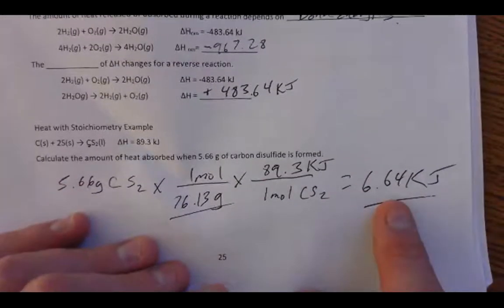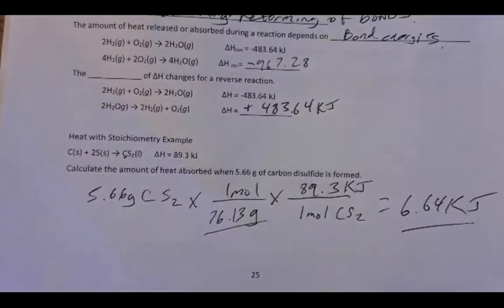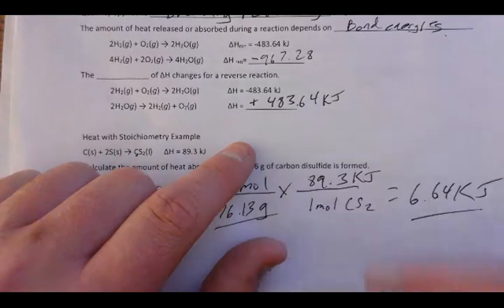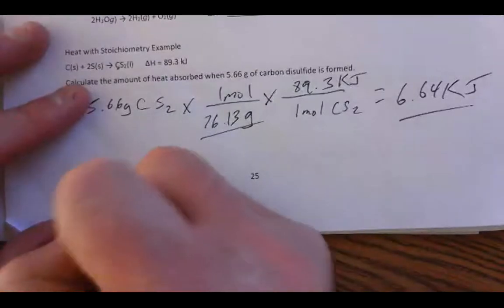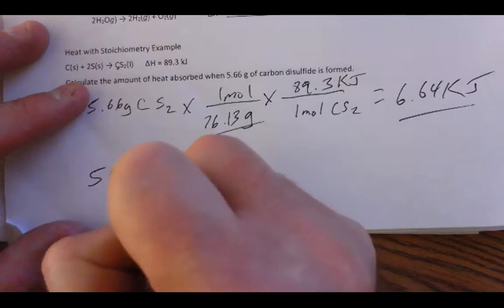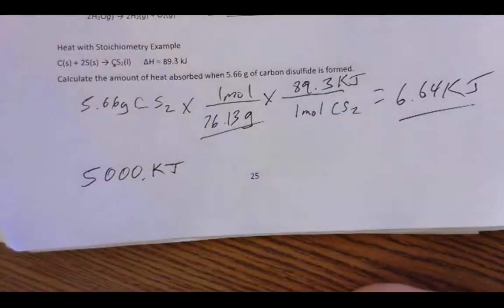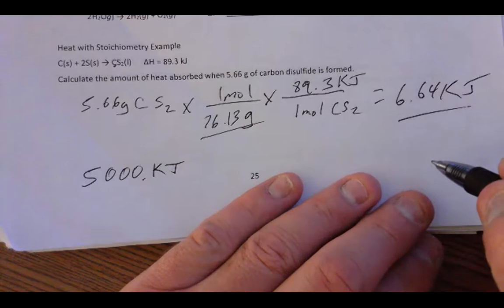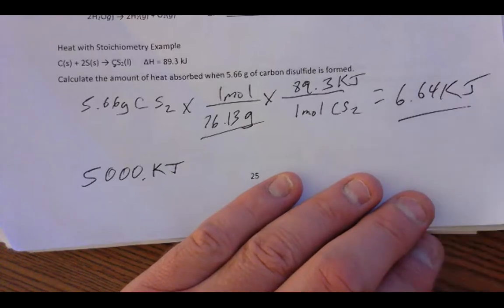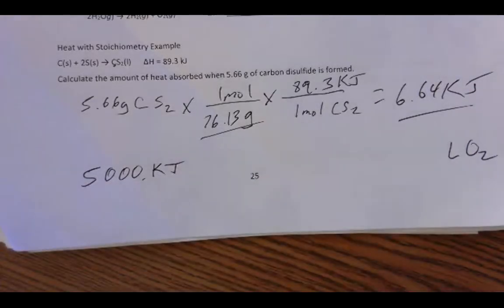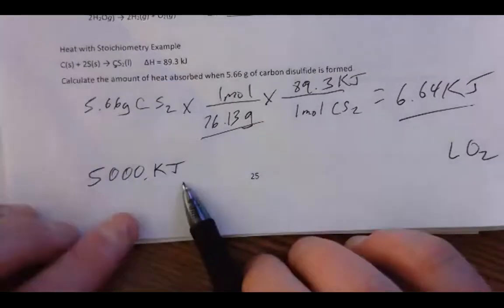What if they gave me the amount of energy that they had? For example, let's say that I have 5,000 kilojoules of energy. And I want to find out how many liters of water at STP, liters of oxygen at STP, right? So I have 5,000 kilojoules.